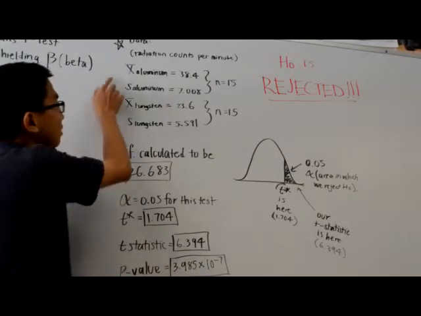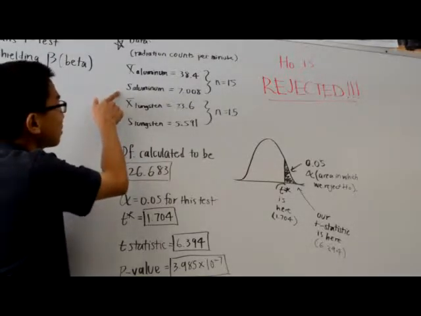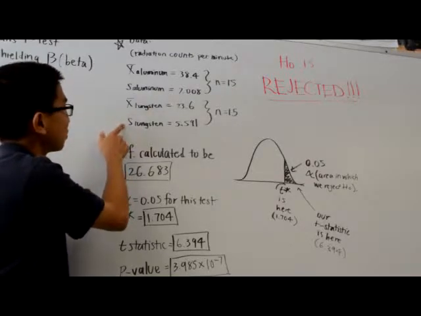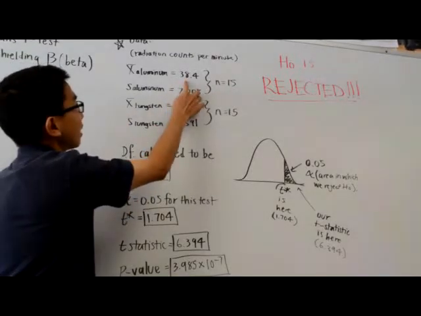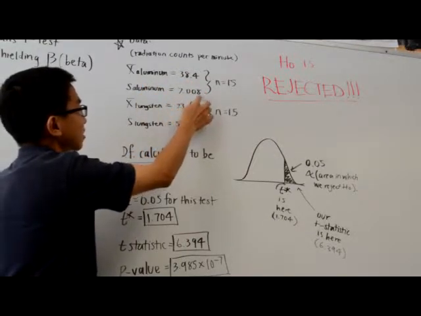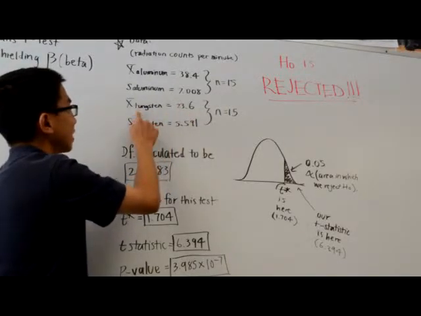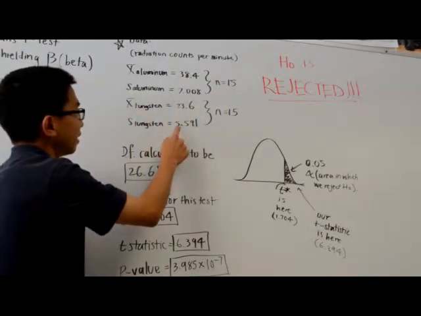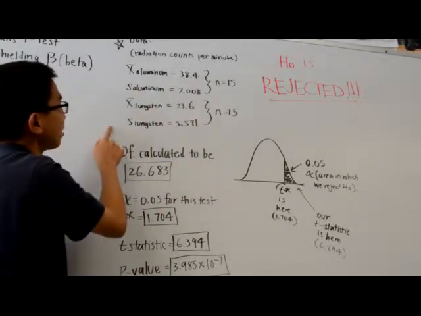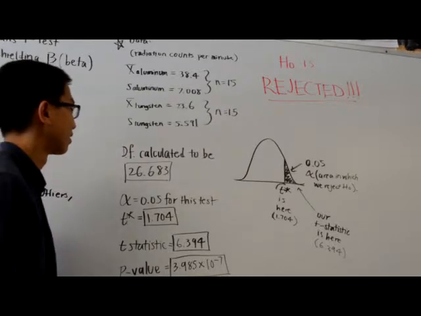So for our data, we calculated the means and the sample standard errors for tungsten and aluminum. We have 38.4 for aluminum, 7.008 being the standard error. We have 23.6 as the mean for tungsten and 5.591 as the standard error. Now these values are all measured in radiation counts per minute as given by the Geiger counter.